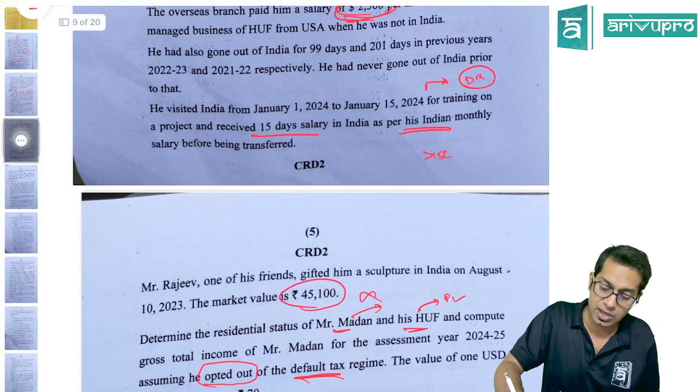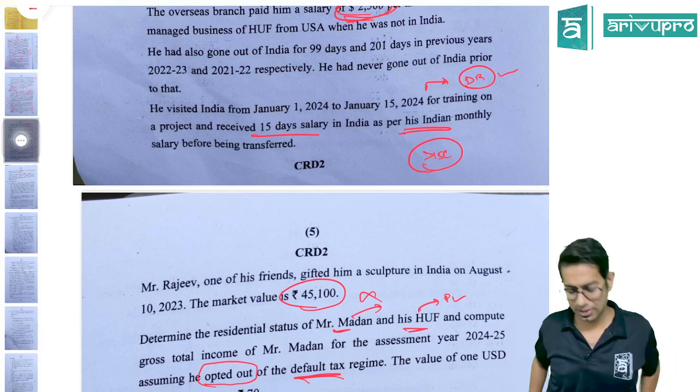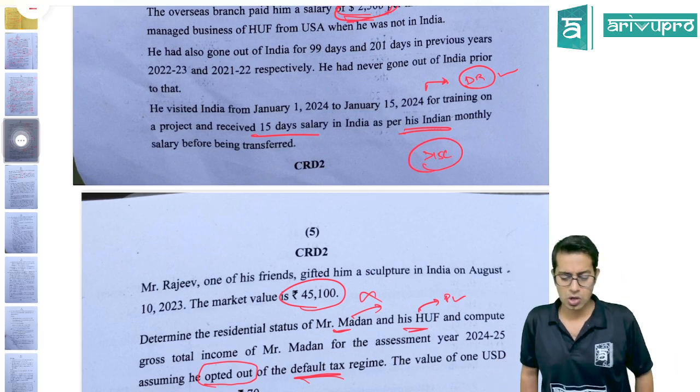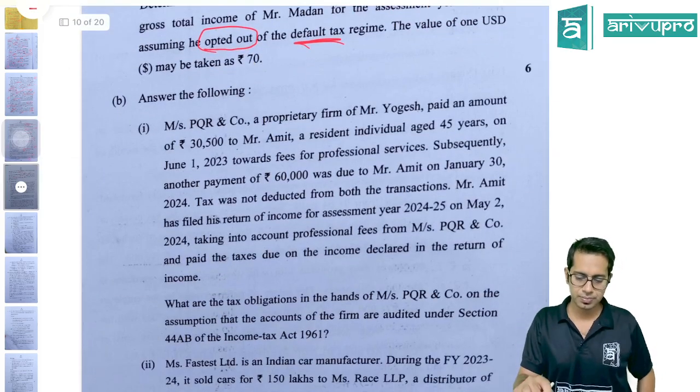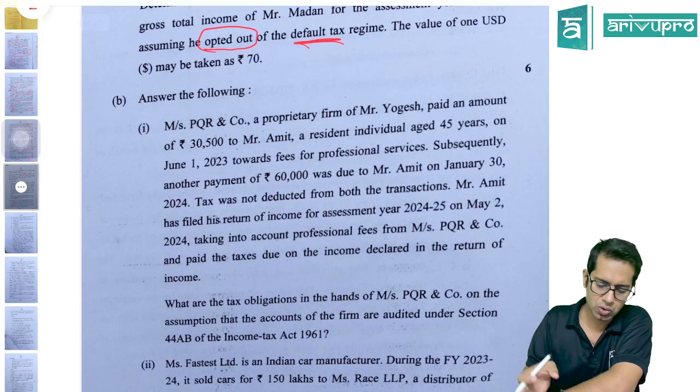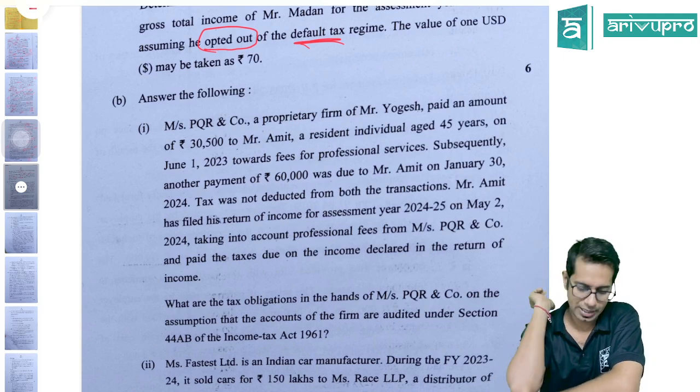Now the deemed resident provision will come because his total income is how much, sir? More than 15 lakh rupees. So he will be treated as a resident if it is more than that. He will be treated as deemed resident of India.